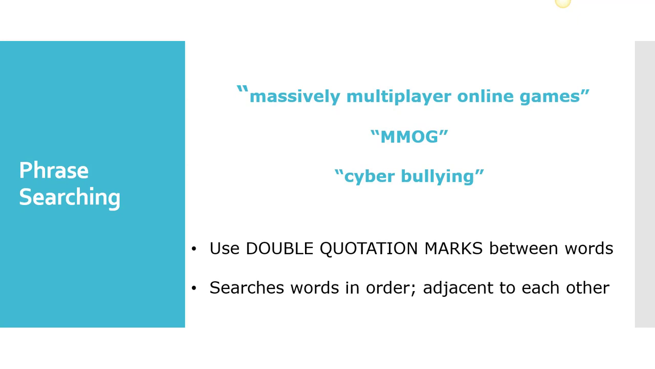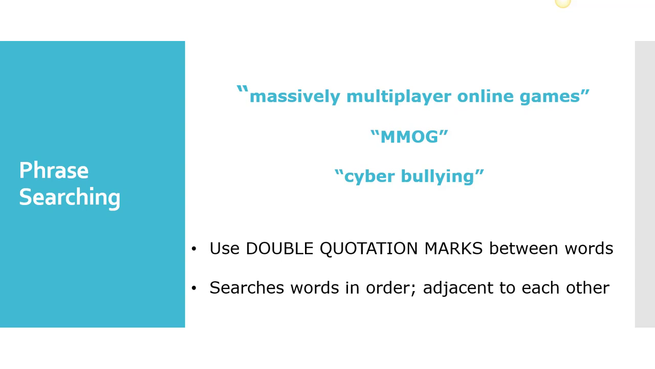My third most essential technique is phrase searching. Phrase searching is also known as adjacency searching because it finds the terms you enter adjacent to one another as a unit. So massively multiplayer online games will look for that exactly within the database as a unit. I also use this when I'm entering in an acronym such as MMOG.